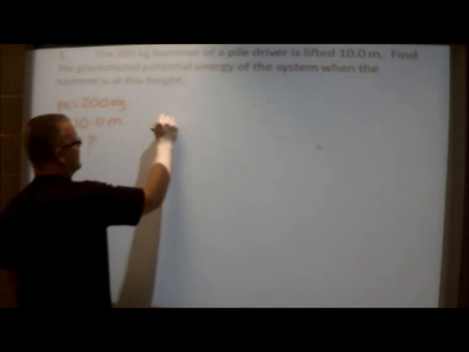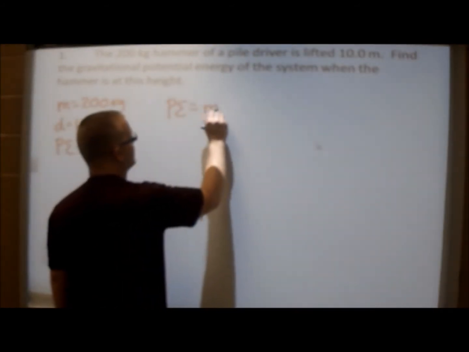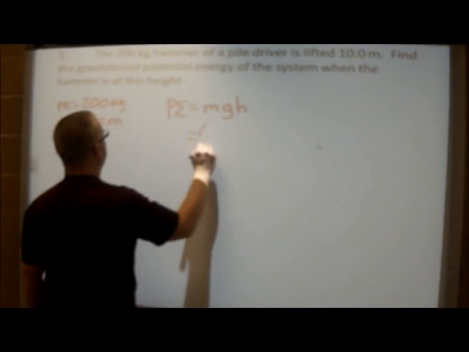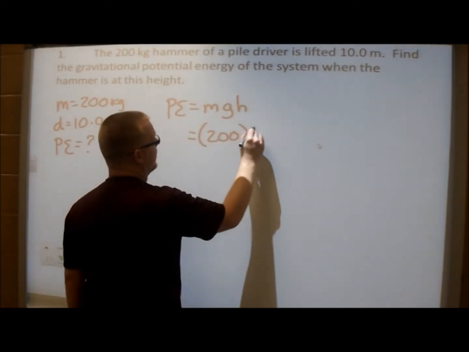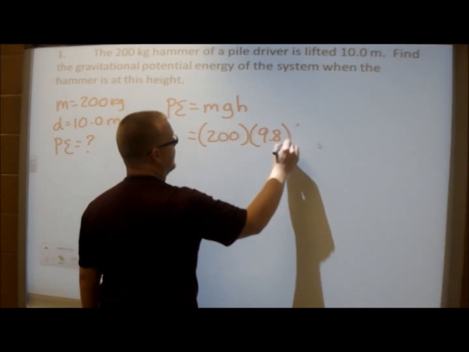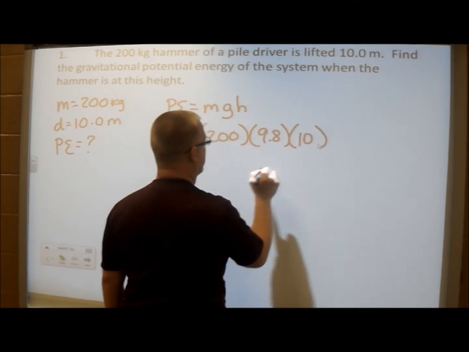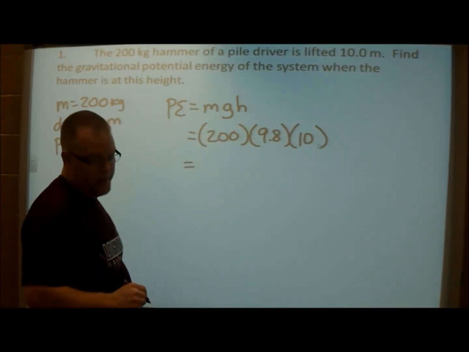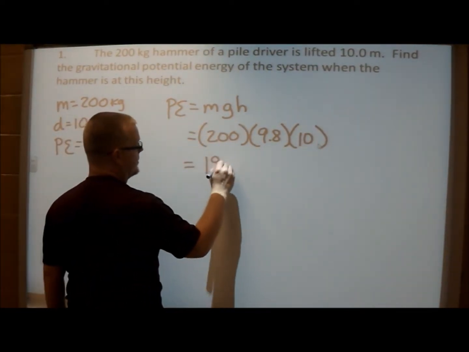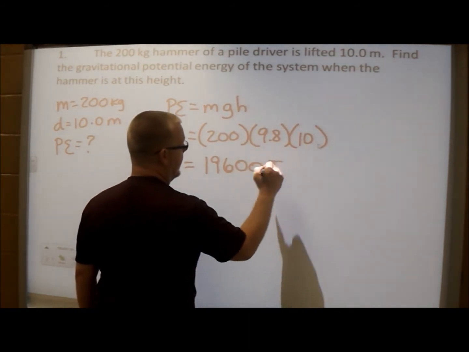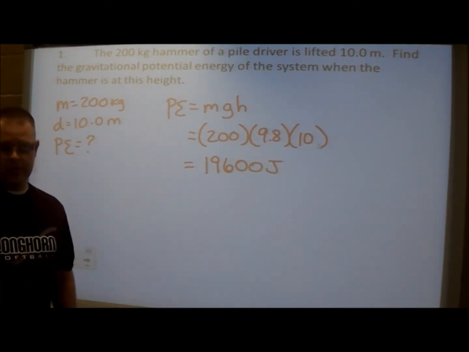Find the gravitational potential energy of the system when the hammer is at this height. Well, our potential energy is mass times gravity times height. Our mass is 200 kilograms times 9.8 times the height, 10 meters. We multiply that all out, and we're going to get 19,600, and energy is in joules. That's number one.